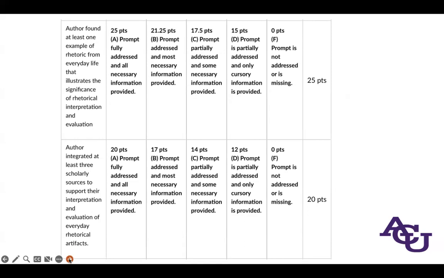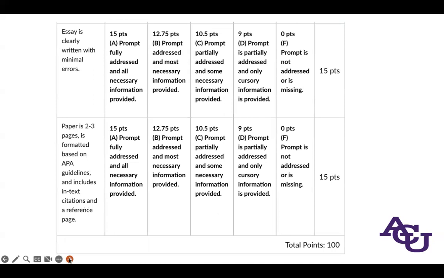For the third criterion, you'll get up to 20 points for using at least 3 scholarly sources. Remember, that can include your textbook as one, to support your interpretation and evaluation of the rhetorical artifact. Finally, the rubric allots 15 points for writing clearly with minimal errors and 15 more points for applying the formatting requirements. That means you need to write a 2 to 3 page paper formatted according to APA guidelines, including your in-text citations and a references page. We'll address some specifics about citing and referencing later, but right now Tanya is going to provide some hints for organizing and developing the draft.